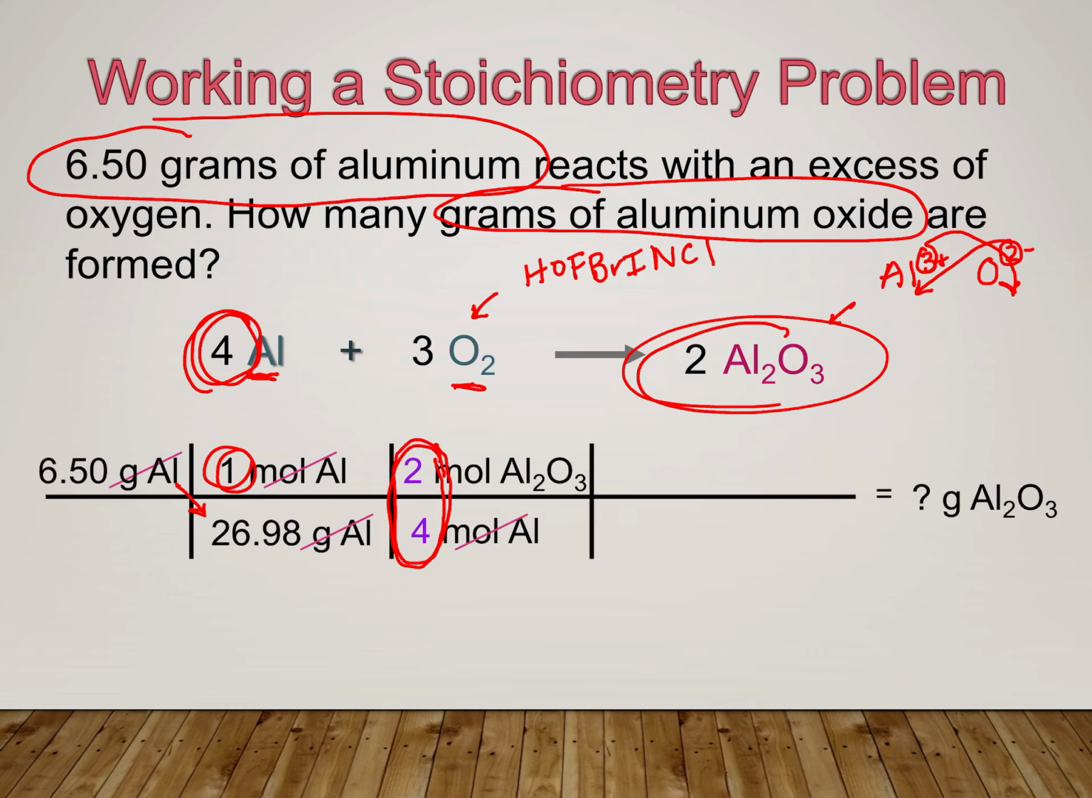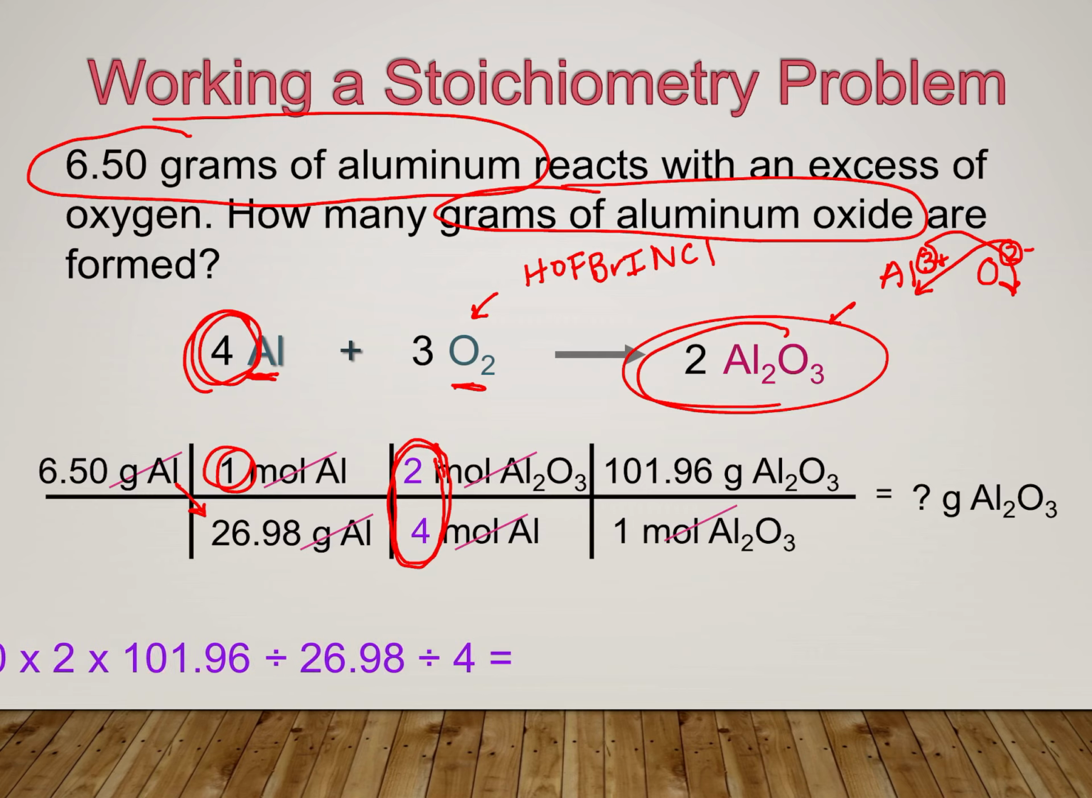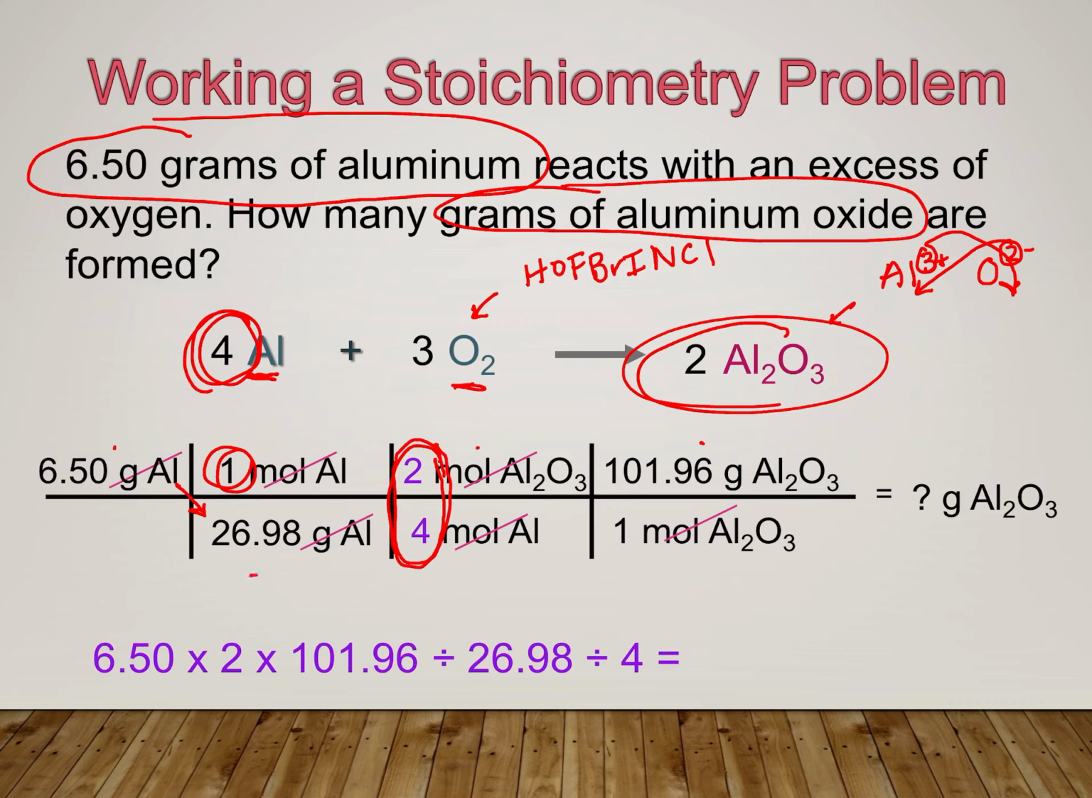And then we can go ahead and use the molar mass of aluminum oxide to figure out how many grams there are. So our moles of aluminum oxide cancel with moles of aluminum oxide. We are left with grams of aluminum oxide, which is what we are trying to find. And then we are going to punch all of that in our calculator. Remember to multiply all of the numbers on the top and divide by all the numbers on the bottom. So we have 6.50 times 2 times 101.96 divided by 26.98, and this is important, divided by 4.